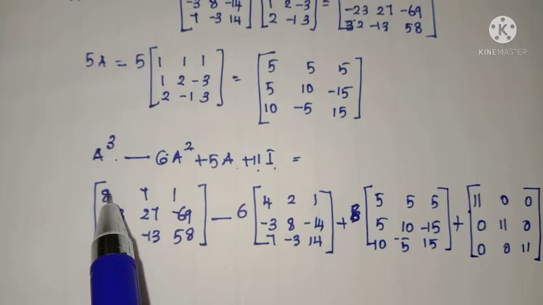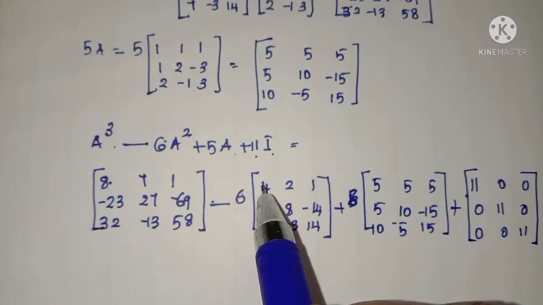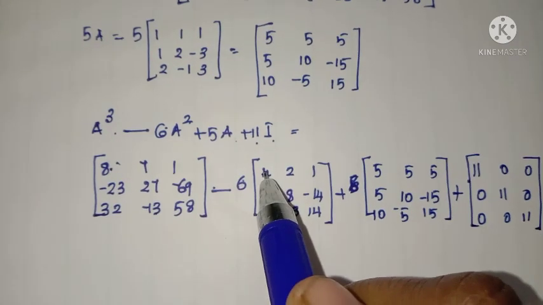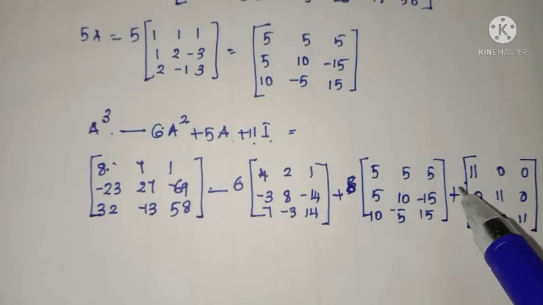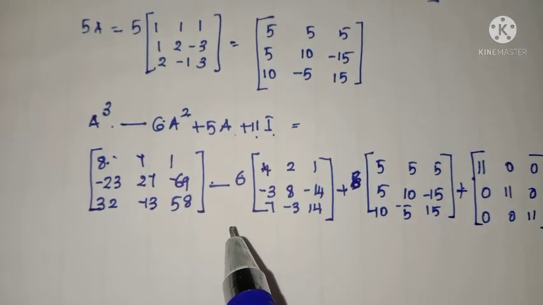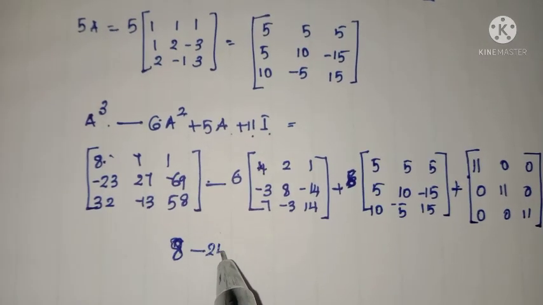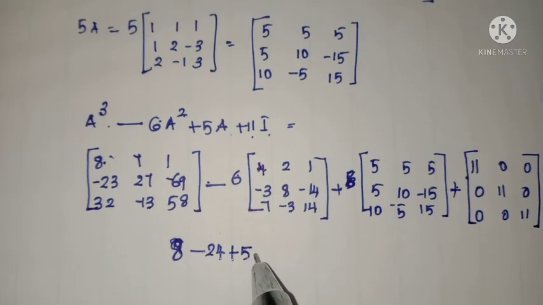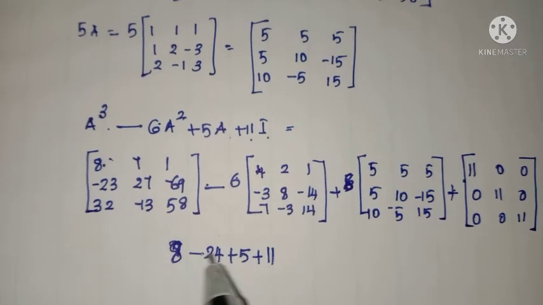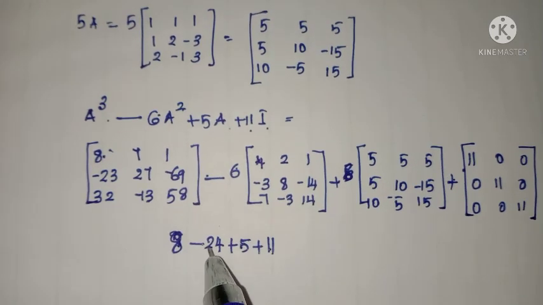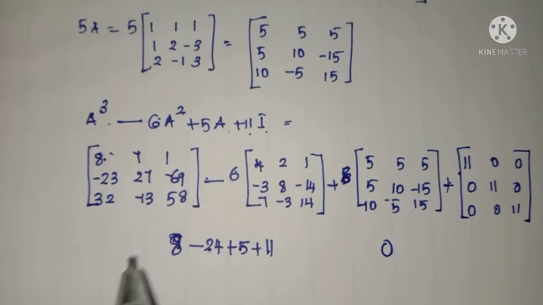So listen, 8 minus 6 into 4, 24. So 8 minus 24 plus 5 plus 11. 8 minus 24 plus 5 plus 11. So 8 plus 5, 13. 13 plus 11, 24. 24 minus 24, 0.